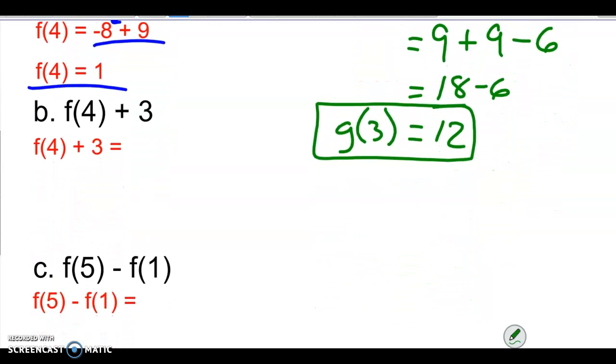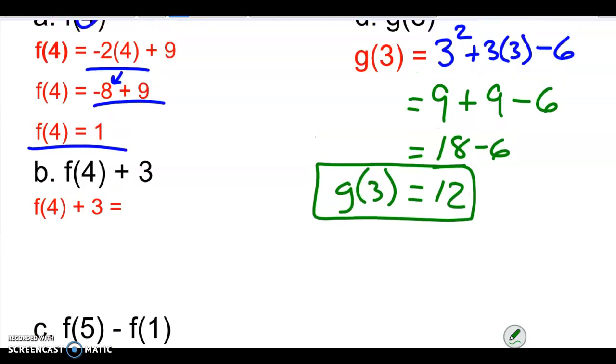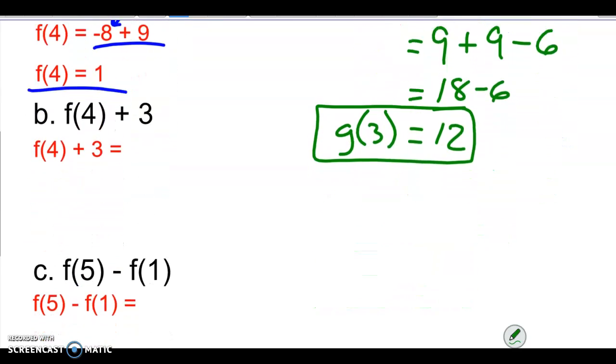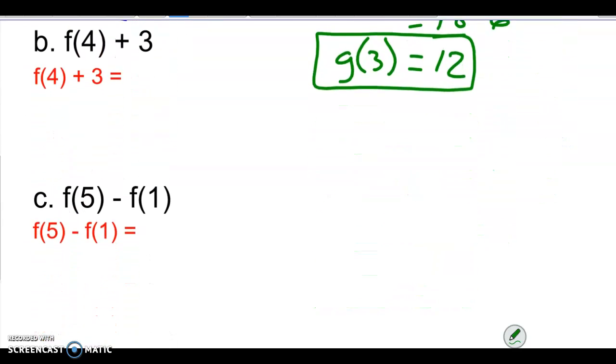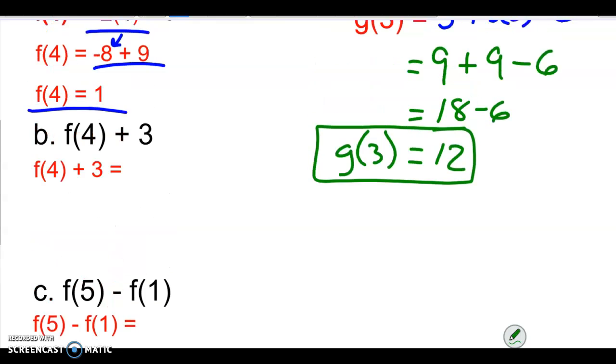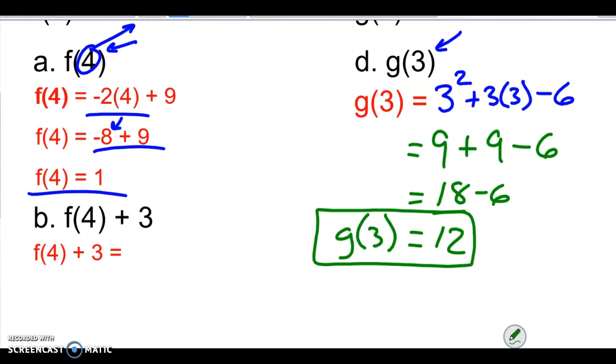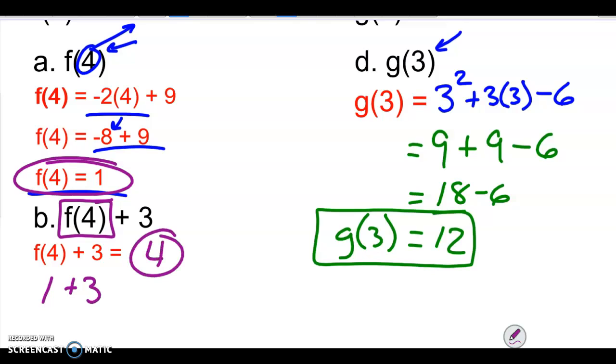Okay, f of 4, f of 4 plus 3. So what you guys are going to see here is that you're going to solve for that f of 4 first here in part B. So luckily that's already done for us to kind of speed this example up. So f of 4 is equal to 1. So f of 4 plus 3 is really just saying what's 1 plus 3, and it's going to be 4.